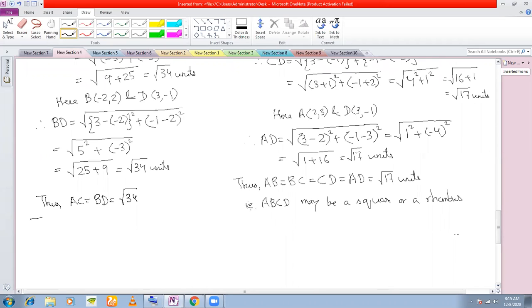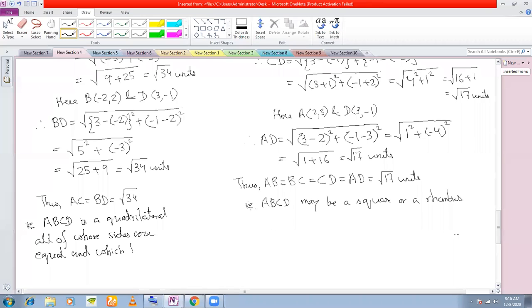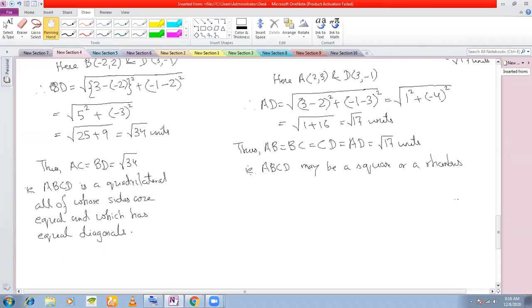What can I write? Thus, ABCD is a quadrilateral, all of whose sides are equal, and which has equal diagonals, or diagonals of equal length. Hence, ABCD is a square.